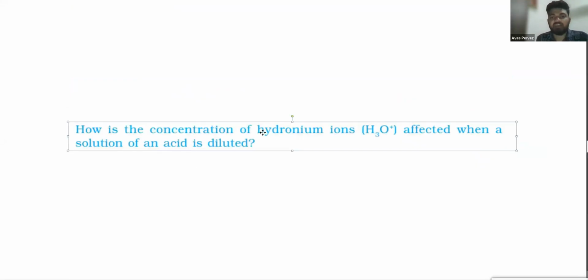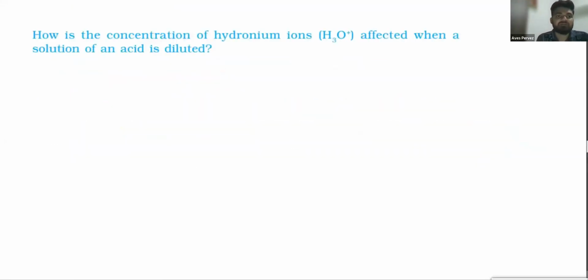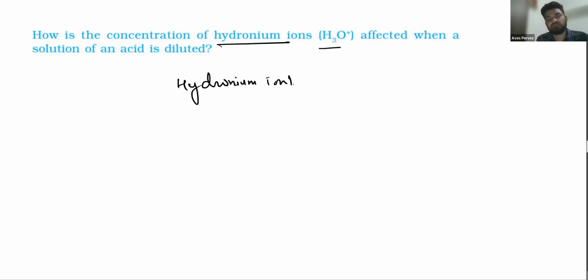If the hydronium ion is being written here, what does it mean? Hydronium ions means H plus ions. Okay, you can say that. If I'm saying hydronium means H plus ions.